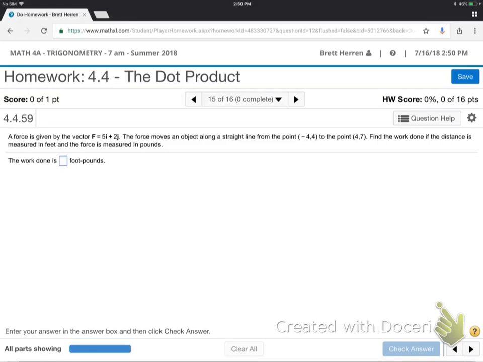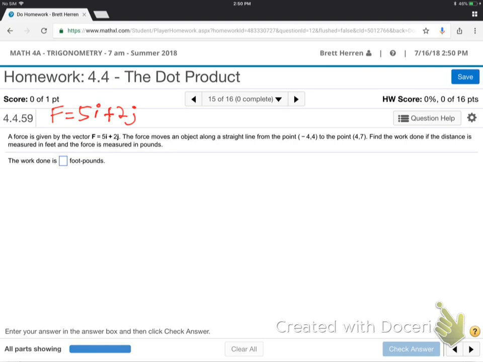All right. Last time, you might remember, the force is given by, there it is, they're just handing you the force vector on a silver platter. The force vector is 5i plus 2j. So no, we don't need to work hard for that at all. There's the force vector. It's 5 to the right, 2 up.